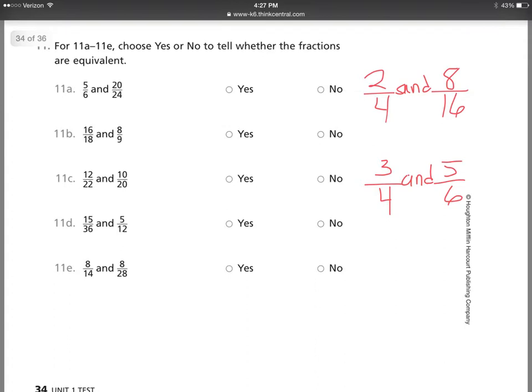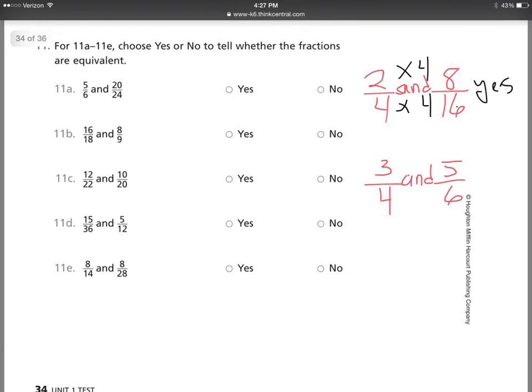A quick demonstration of that. All you really need to do here, we've done this a couple of times already, is to look for a multiple, find a rule. How do you go from 2 to 8? And that rule would be times 4, and make sure that that also applies to the denominators, and if it does, then they are equal. 4 times 4 is 16, so these two would be equal. That would be a big yes.